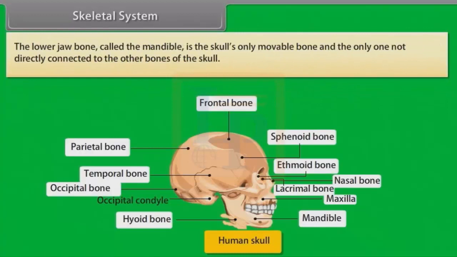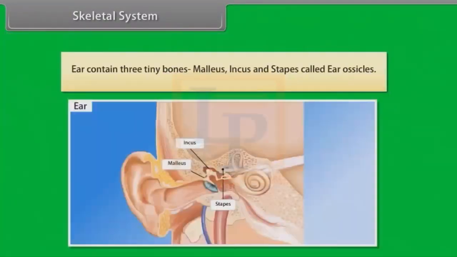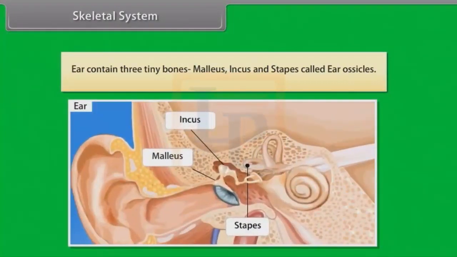The lower jawbone, called the mandible, is the skull's only movable bone, and the only one not directly connected to the other bones of the skull. Ear contains 3 tiny bones, malleus, incus and stapes, called ear ossicles.